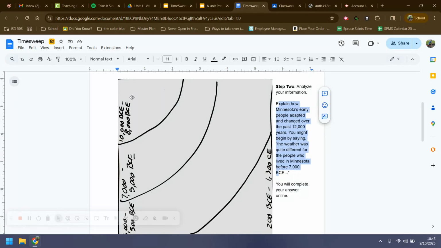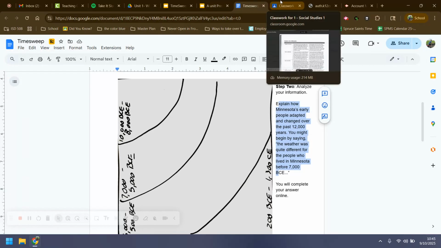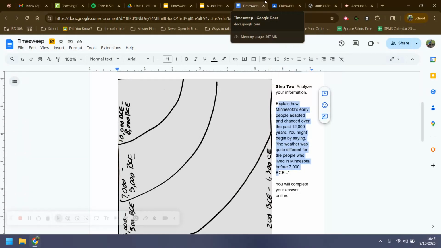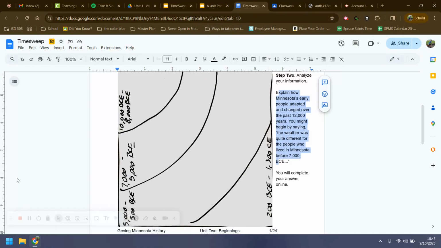If I was to finish that sentence, I might say what made the weather different for people who lived here and people who lived here. Remember, it's a comparative declarative, so you have to actually compare the two items, and you're stating what the difference is. We're not asking any questions. We're sharing what our difference is. That's how to do the TimeSweep.